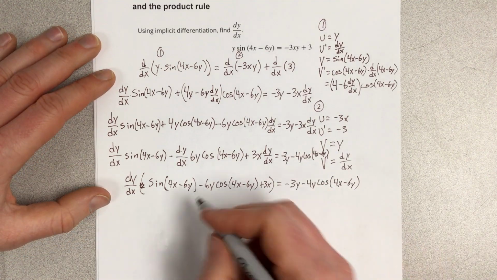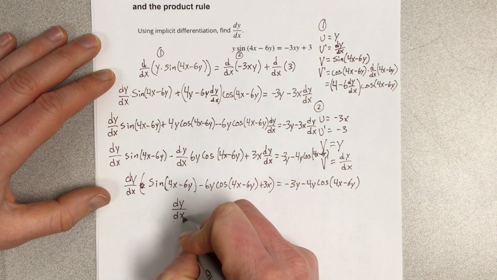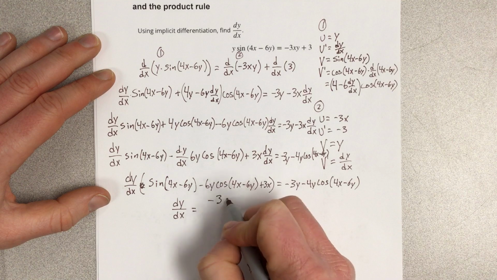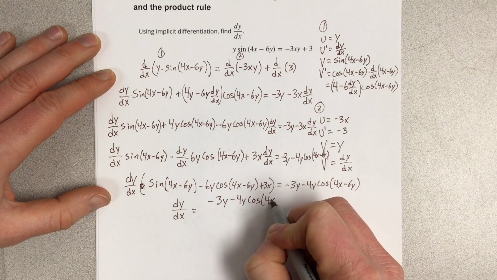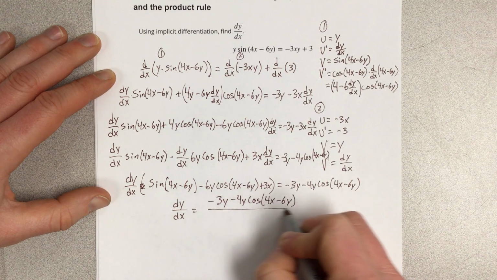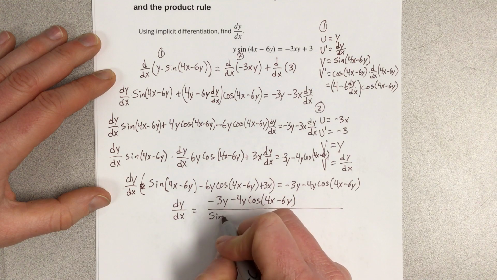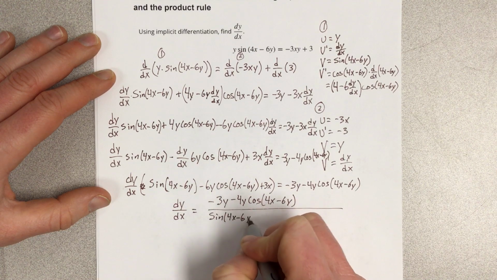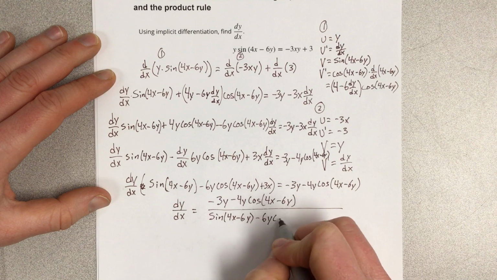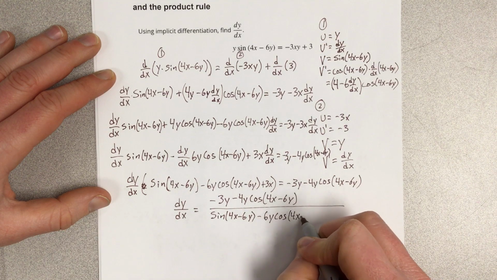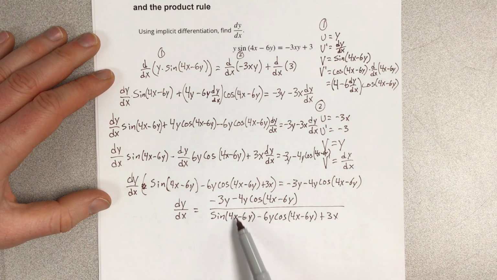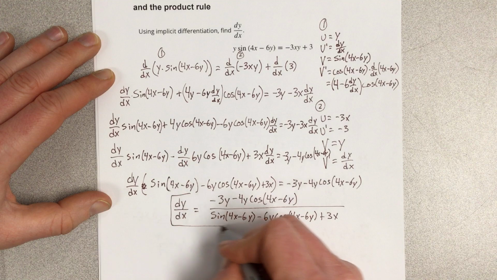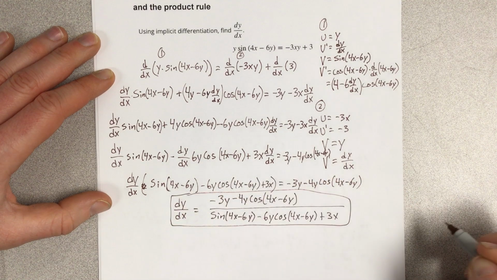We're going to divide this to the other side, and we get dy/dx is equal to negative 3y minus 4y cosine of 4x minus 6y all over sine 4x minus 6y minus 6y cosine 4x minus 6y plus 3x. I do not see anything to factor out of any of this, so this should be our derivative for the above equation.